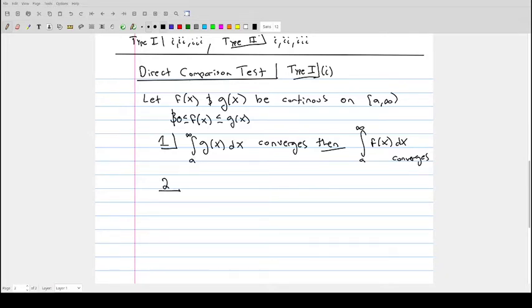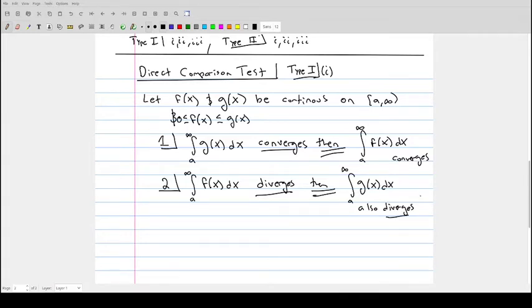And we can also state the contrary of this: if the improper integral from a to infinity of f of x diverges, so the integral of the lower function blows up, doesn't converge, it diverges, then the improper integral of the higher function, or the function that's above f, the improper integral of g of x dx, also diverges. So there you have it. This is the direct comparison test.